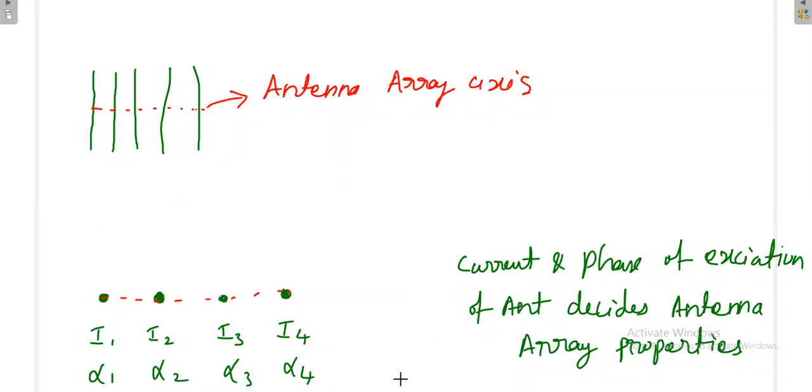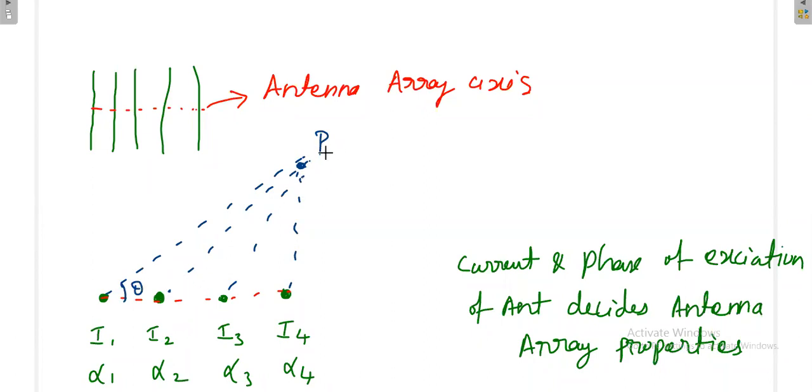And one more thing, at any point in space, say I'm standing here, this is my observation point. Definitely the electric field here is due to all of these antennas. My electric field will come in this direction, and in this direction, and in this direction. You take this as theta. But once this is theta, you cannot take this also as theta. Definitely the angle will be different.